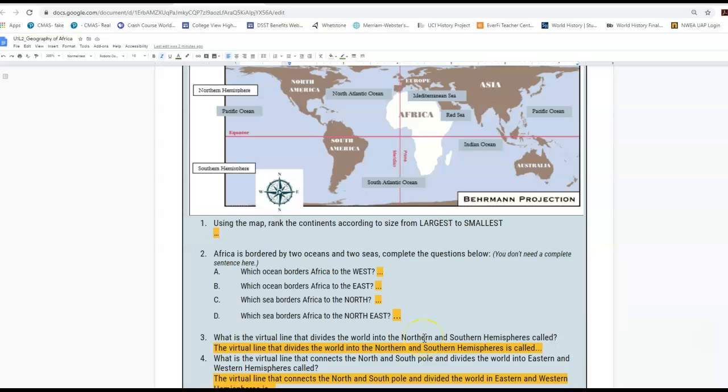And then last but not least, what sea borders Africa to the northeast? So I know Mediterranean's in the north. I see the Red Sea here. It's actually this little strip of sea right there. And I would do Red Sea.